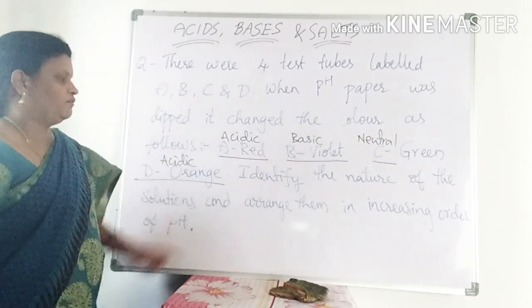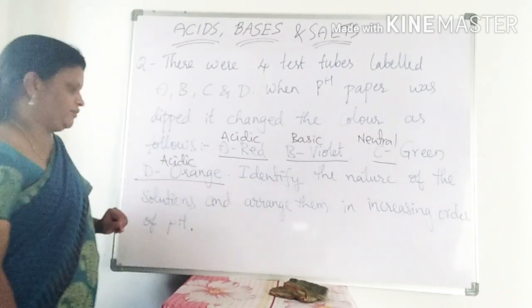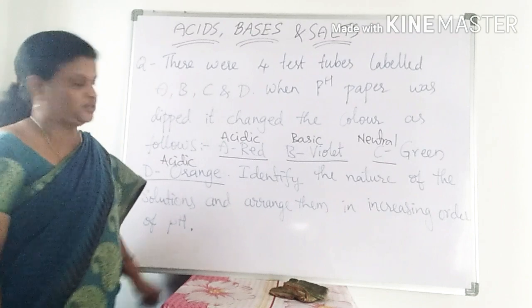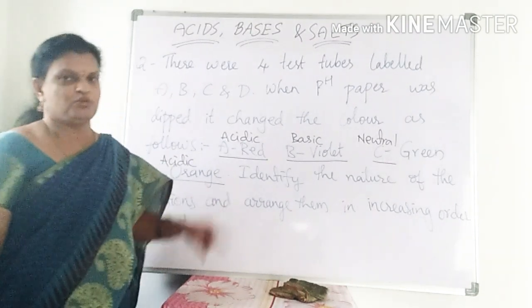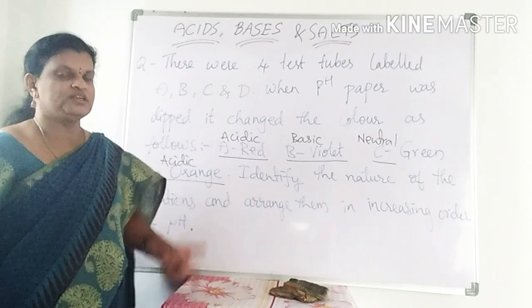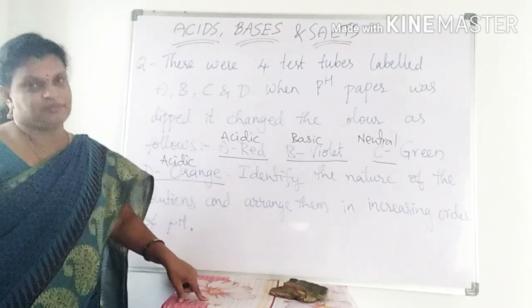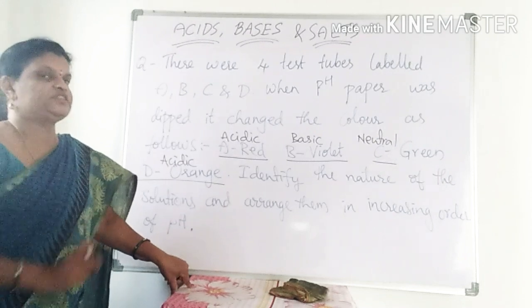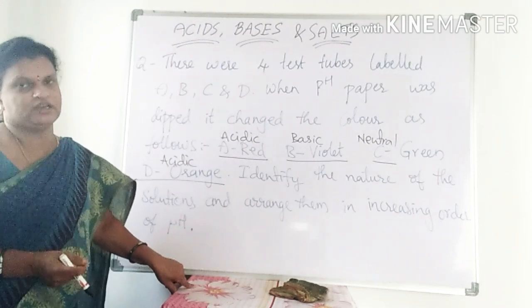Right. Now we have to identify that nature. Already we have identified. Next, arrange them in increasing order of pH. What we know already, pH is more means it is basic. More means it is more than 7, it is a basic nature. If it is less than 7, it is acidic nature. How can we say it is more or less? Based on the colors again.